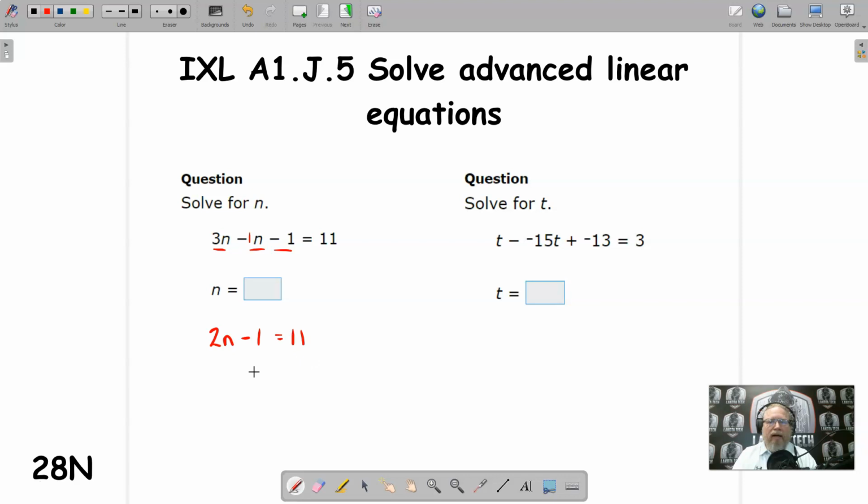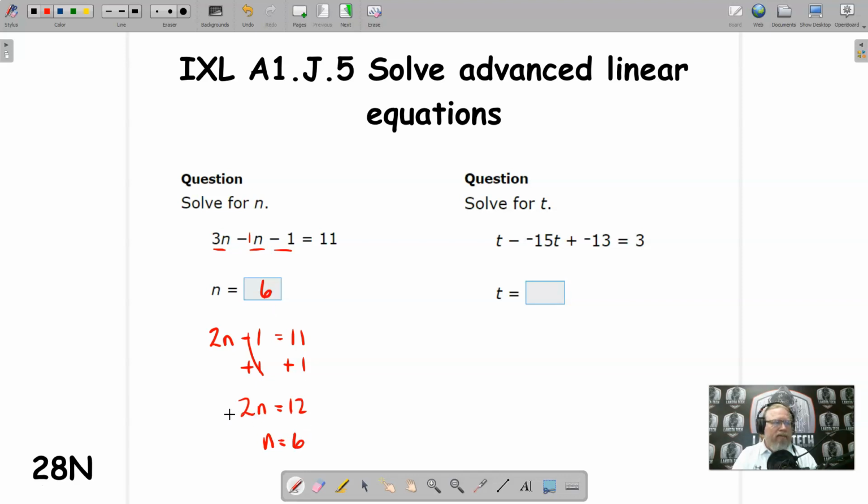And looky there, we got a 2-step equation, right? We're going to have to add 1, then divide by 2. So let's go ahead and do that. So negative 1, let's get rid of that with the positive 1. What we do to one side, we do to the other. The 1's cancel each other out, leaving us with 2n on the left. And 11 plus 1 is 12. Now let's divide each side by 2, and we're going to end up with n equals 6.